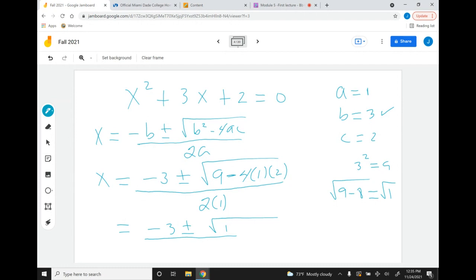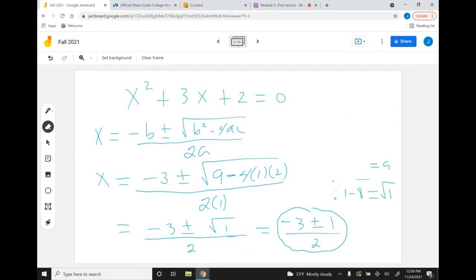Now, this square root is too big. I don't need that much. So what do I have now? I have minus 3 plus or minus. What is the square root of 1? 1 over 2. Okay? So now we have to be careful how we get the answer from here. So let me show you. Let me erase some of this stuff. I don't need this anymore. This is just for you guys to see. You can always rewind the tape and see what I have here.